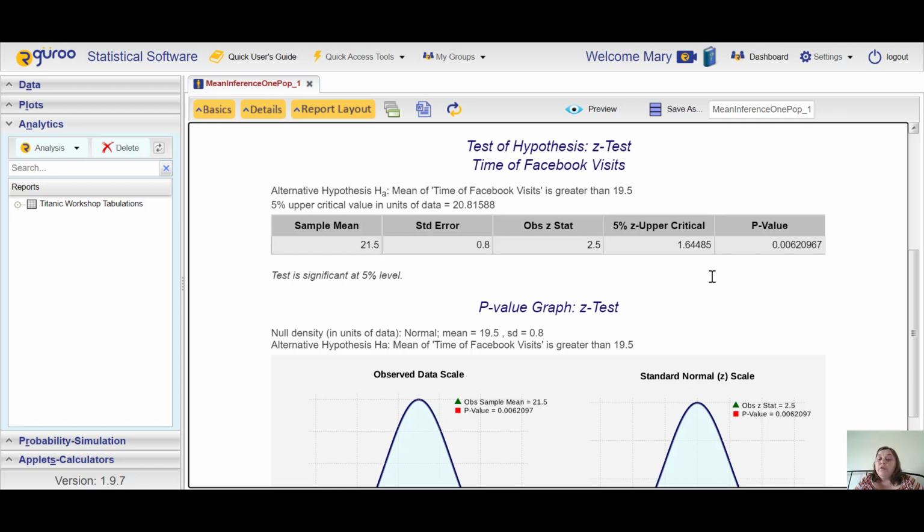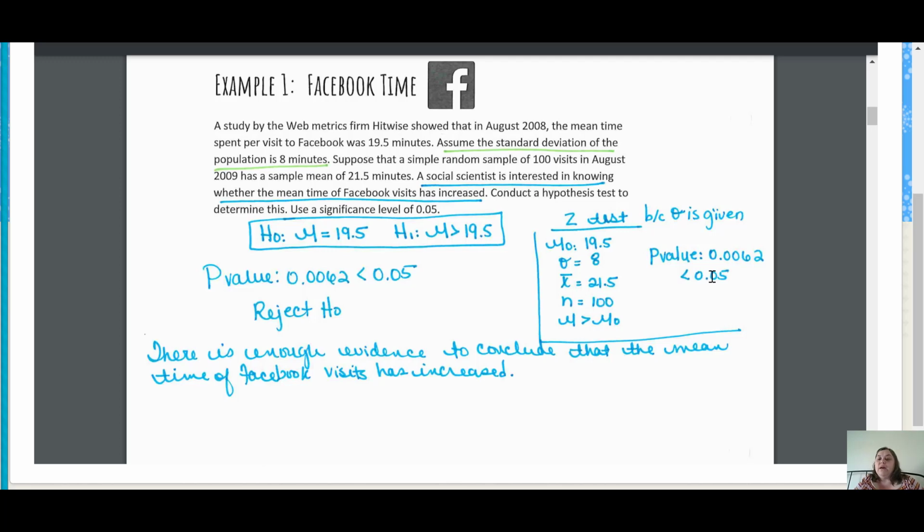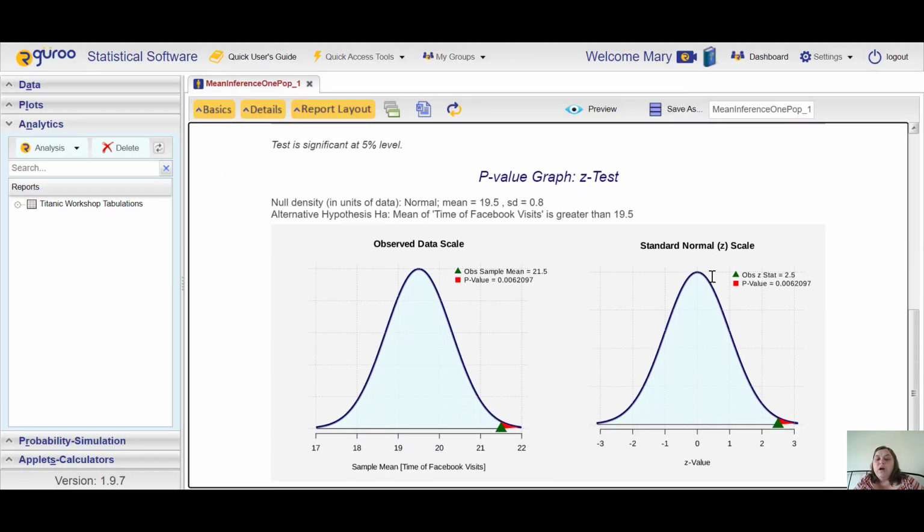They also give us a critical value based off of our significance level. That's very similar to when we did critical values for confidence levels with confidence intervals. But we want to skip all that and look at the p-value, 0.0062. That's exactly what we had gotten before, 0.0062. And they also give us a nice visual of the p-value. So they give us it in two different versions. One on a regular scale, and another if they had converted everything to z-scores. That's the standard normal scale.